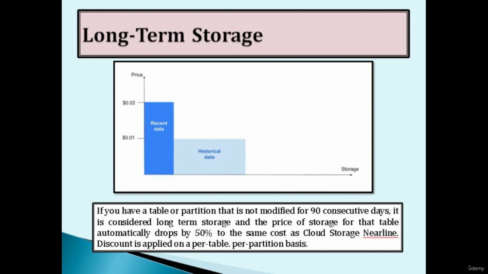If you have a table or partition that is not modified for 90 consecutive days, it is considered long-term storage and the price of storage for that table automatically drops by 50%, to the same cost as Cloud Storage Nearline. The discount is applied on a per table or per partition basis. If you modify the data in the table, the 90 day counter resets. A best practice when optimizing cost is to keep your data in BigQuery rather than exporting your older data to another storage option such as Cloud Storage. Take advantage of BigQuery long-term storage pricing.